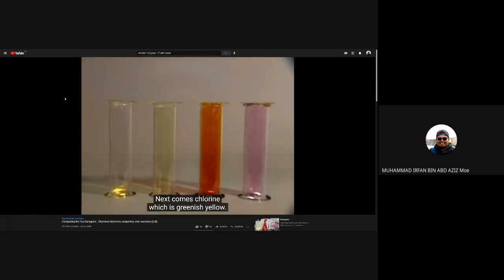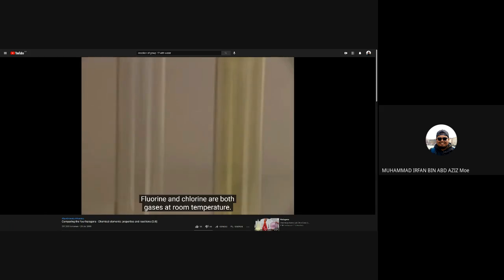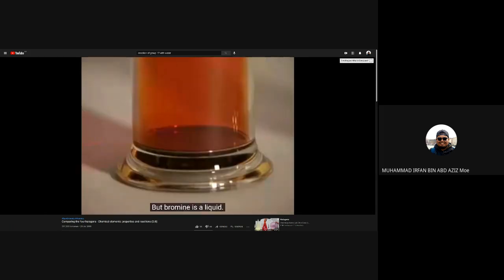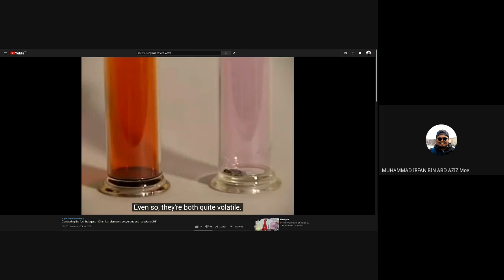Next comes chlorine, which is greenish yellow. Fluorine and chlorine are both gases at room temperature. Bromine is a liquid, and iodine is a solid. Even so, they're both quite volatile.